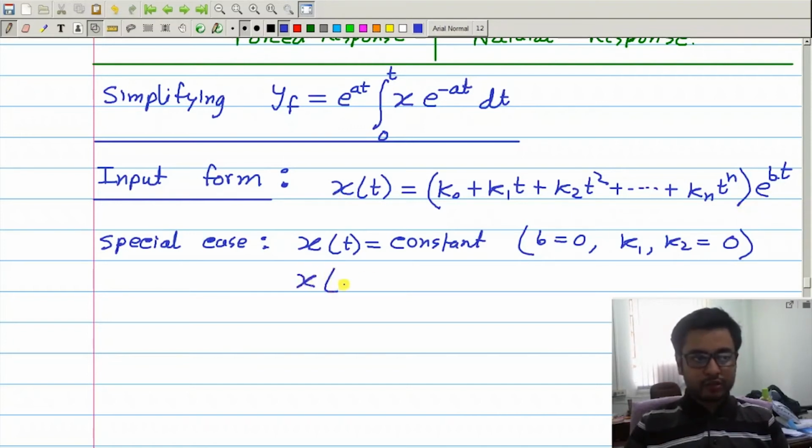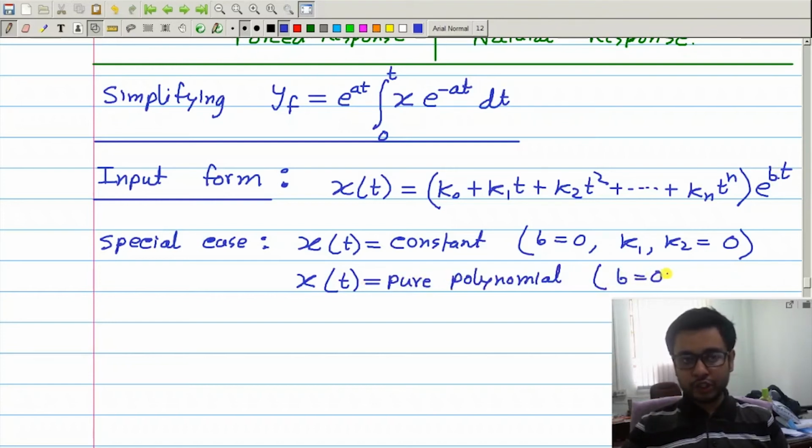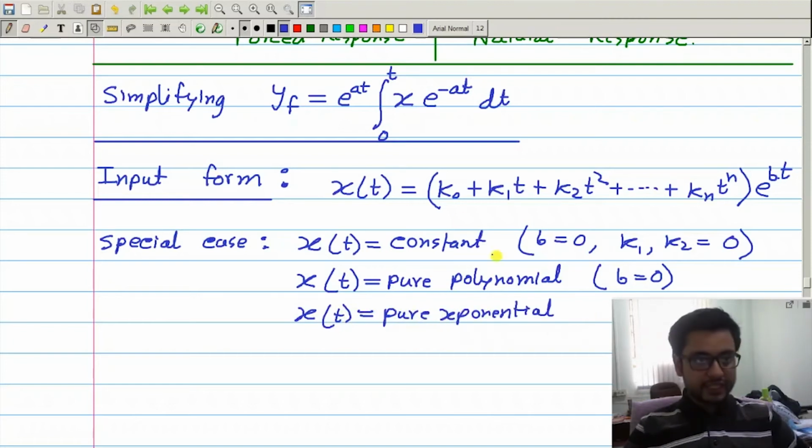Similarly, you can have a pure polynomial. That means set b equal to 0. So only this polynomial term will remain and this part will become 1. You can make it pure exponential by setting k0 equal to 1 and k1, k2 equal to 0.